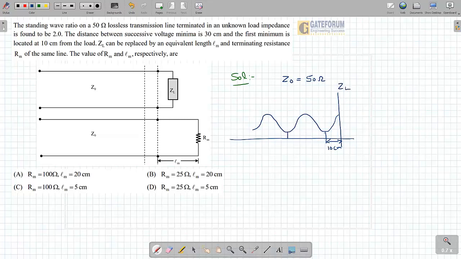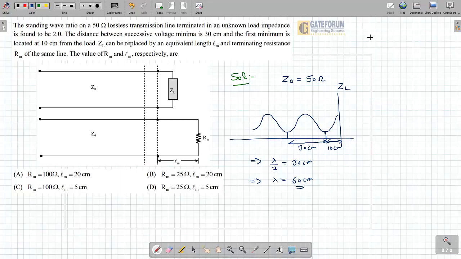And the distance between the two minimas is equal to 30 centimeters. Right? So the distance between two maxima or two minima is equal to lambda by 2. So I can say here lambda by 2 is equal to 30 centimeter. This implies lambda is equal to 60 centimeters. Okay, we got this.